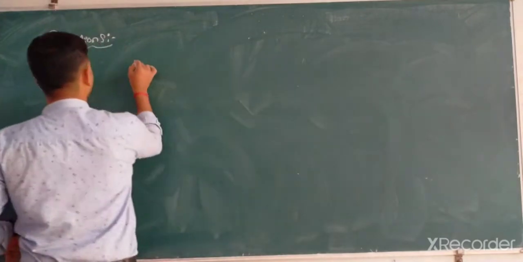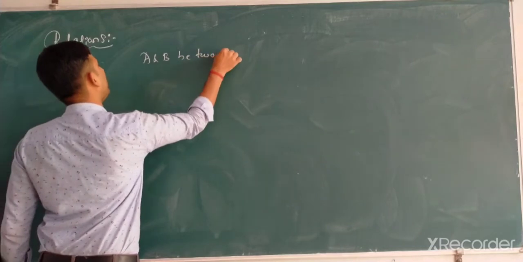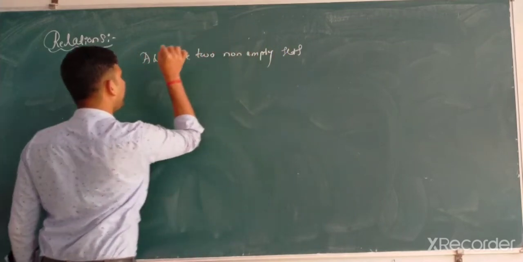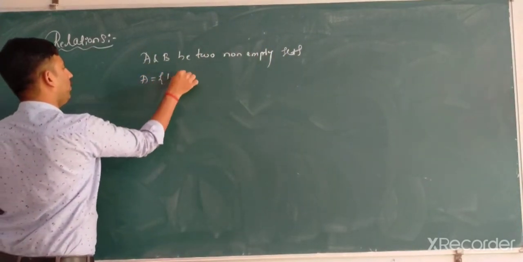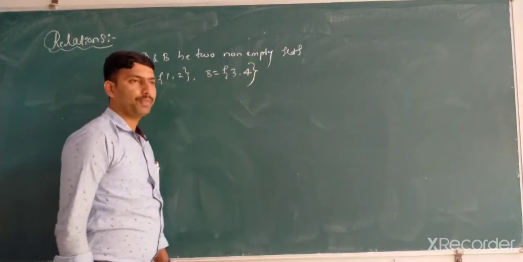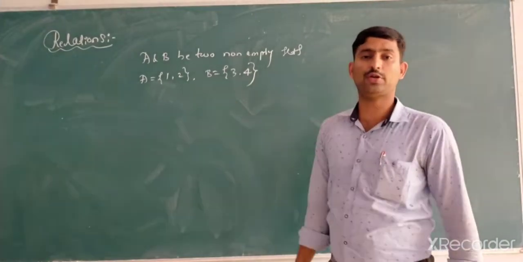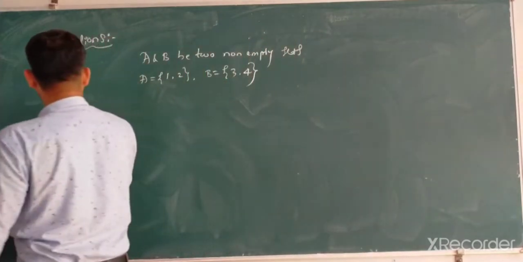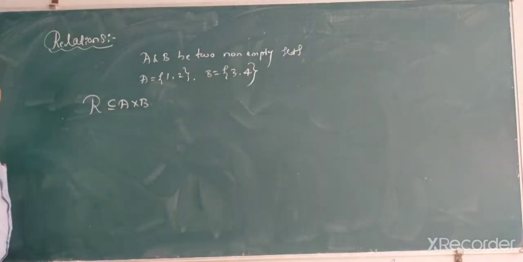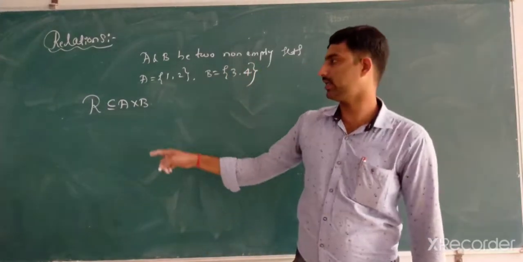For example, I will take A and B be two non-empty sets. Then I will take A is equal to 1, 2. After that, B is equal to 3, 4. Then what is the relation? Relation is nothing but a subset of the Cartesian product of two sets. Relation R is a subset of the Cartesian product A cross B. Correct?